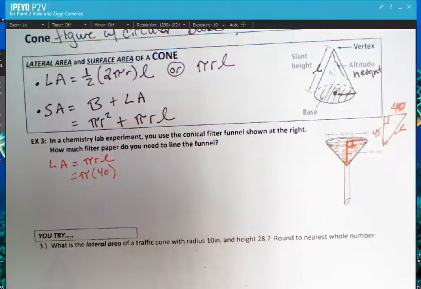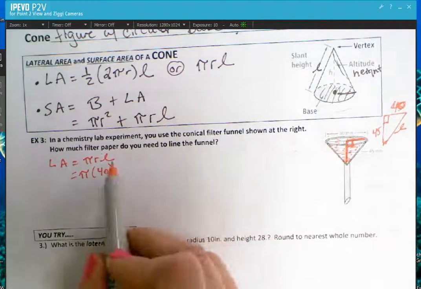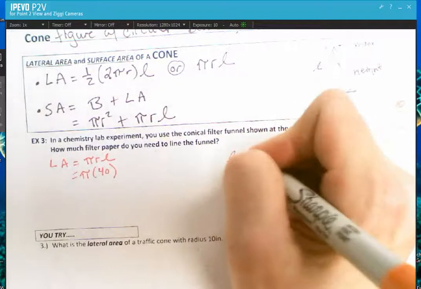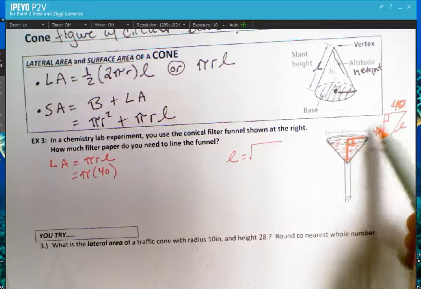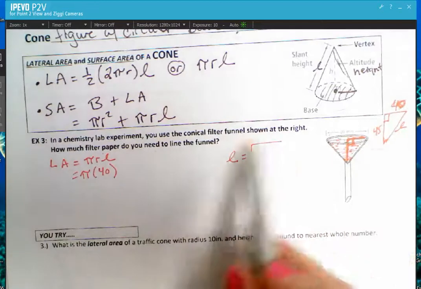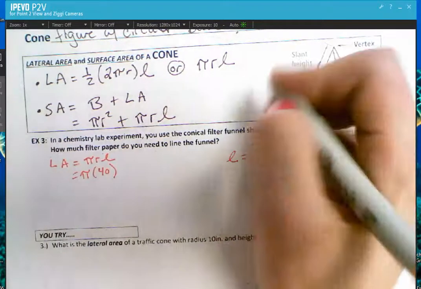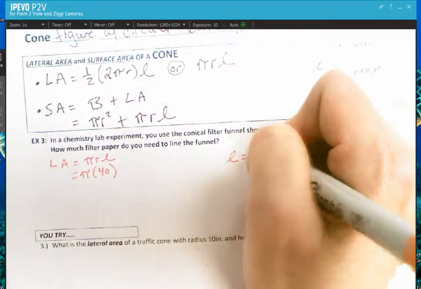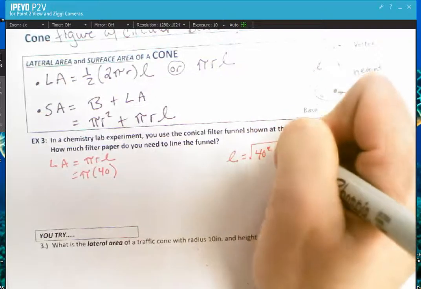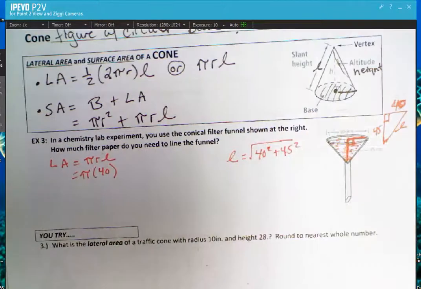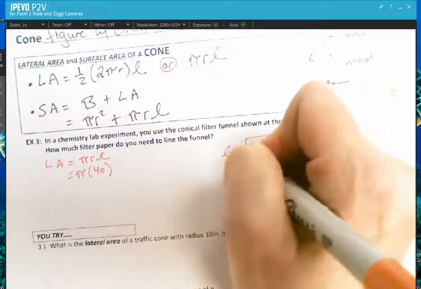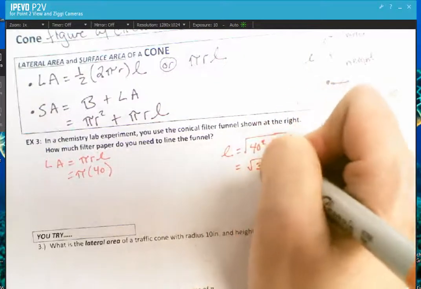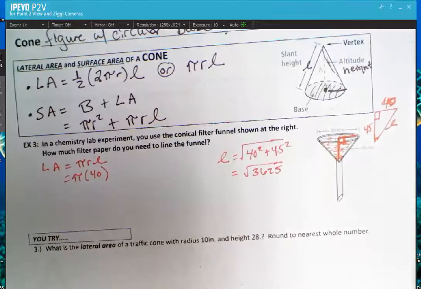And my slant height then is going to be the hypotenuse. So over on the side, in order to figure out l, normally l squared is equal to 45 squared plus 40 squared. So I'm skipping a step and going automatically to knowing that l is going to be the square root of 40 squared plus 45 squared. So 40 squared plus 45 squared in my calculator is 3625.